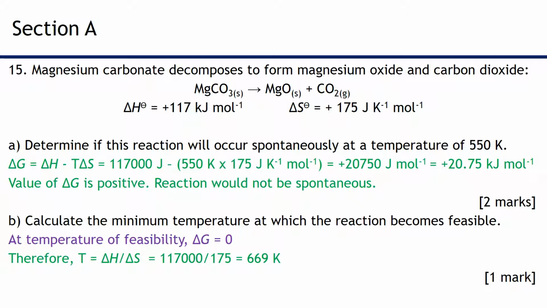And so we can take our enthalpy change in joules, so 117,000 joules, divided by our entropy change, 175 joules per Kelvin per mole, and that will give you a value of 669 Kelvin as the temperature at which the reaction becomes feasible.